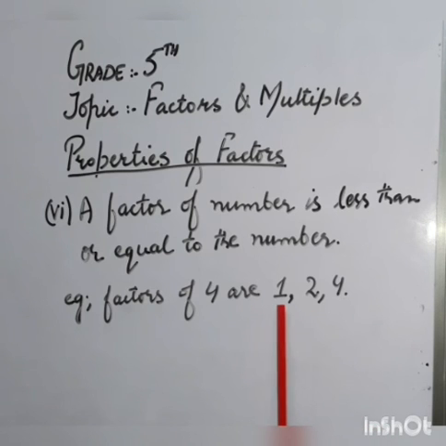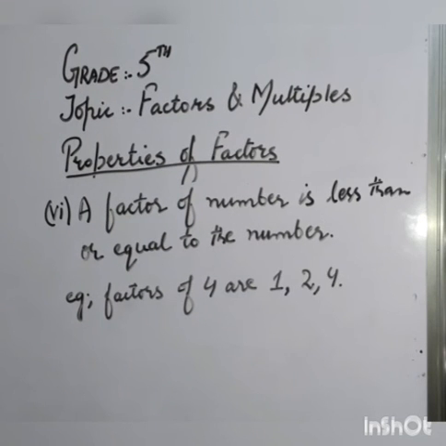Now this 1 is less than 4, 2 is less than 4 and 4 is equal to 4. It means here all the factors are either less than or equal to 4. But 4 से बड़ा कोई भी फैक्टर यहाँ पे नहीं है. So you have to remember that a factor of a number, नंबर के जो फैक्टर्स होते हैं या तो वो लेस देन होंगे नंबर से या नंबर के इक्वल होंगे, but that will never be greater than the number. Clear?